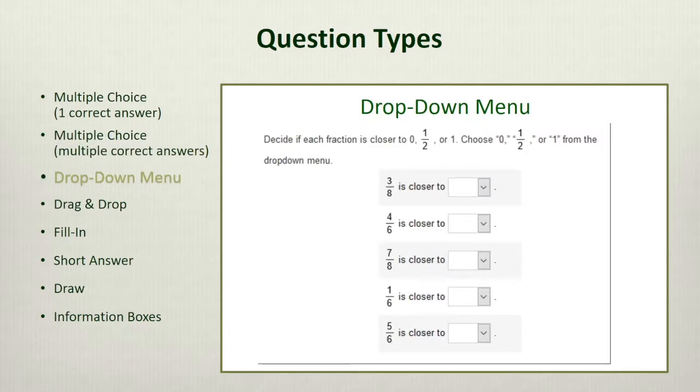Some questions will require students to use drop-down menus to choose a correct answer. Just click on the down arrow and select the desired response. In this case, there are 5 drop-down menus. Students must choose the correct answer for all parts of the question for the item to be auto-scored as correct.